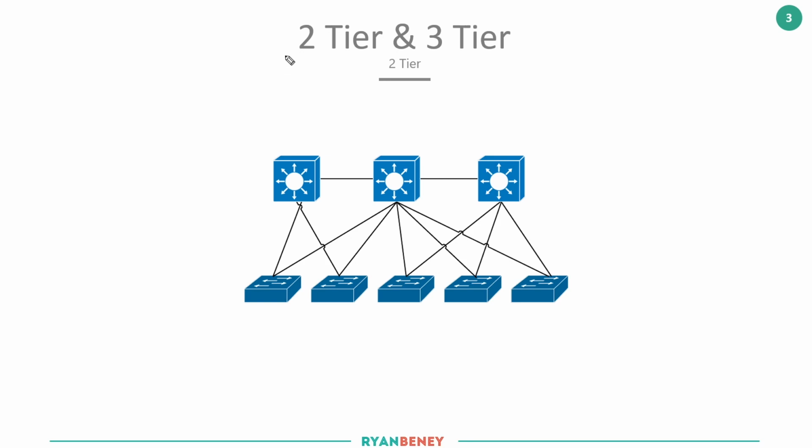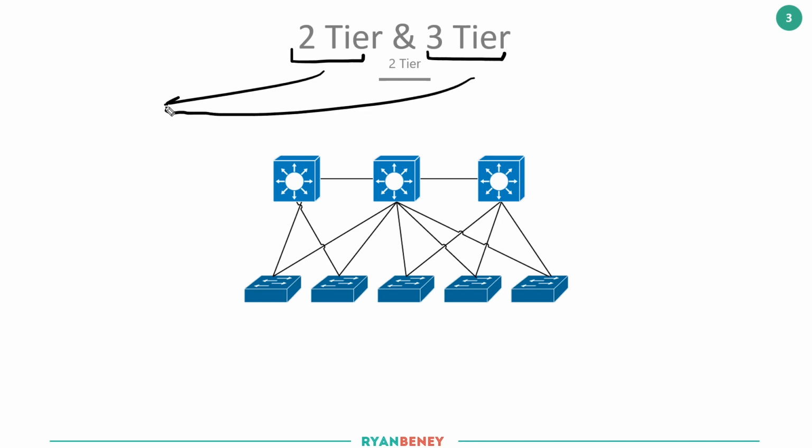Networking architectures that we have available to us. First of all, we're going to have a discussion around the 2-tier and the 3-tier, which falls into the category of enterprise topologies.